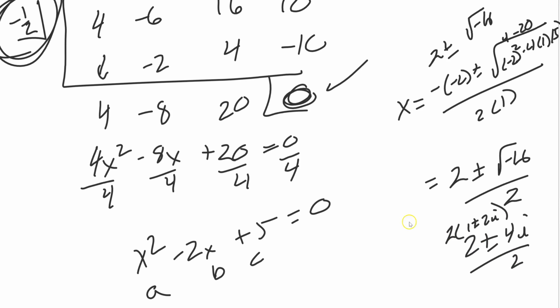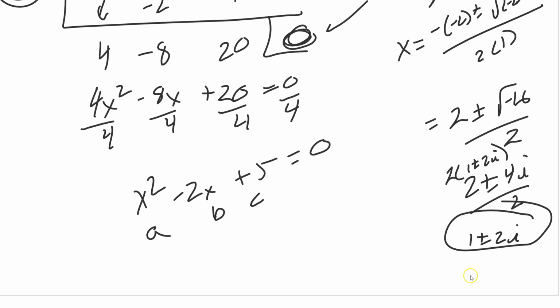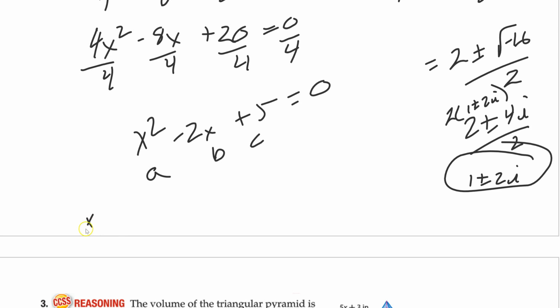So now the 2's will cancel because we multiply. So I get 1 plus or minus 2i. Don't give me 4i as the answer. Give me this. Anyway, that's my other 2 answers, my 2 imaginary roots right there. So in all, my 4 roots are 3 halves, negative 1 half, and 1 plus or minus 2i.